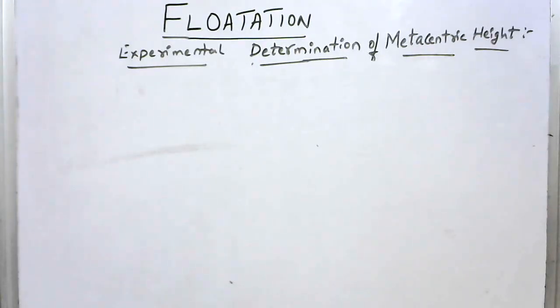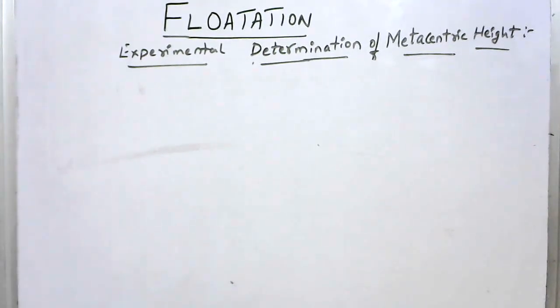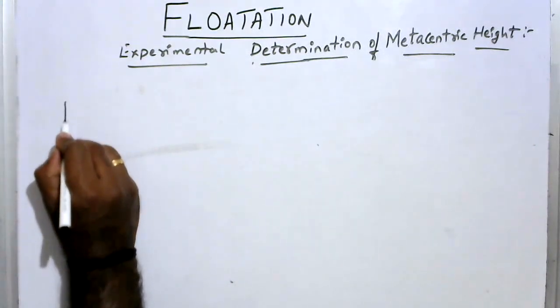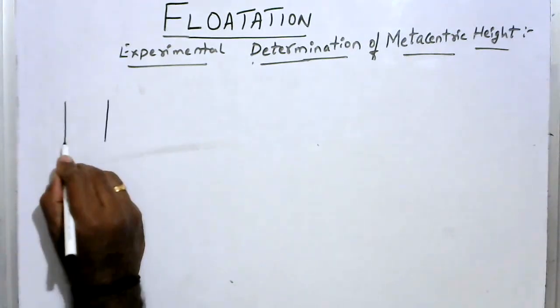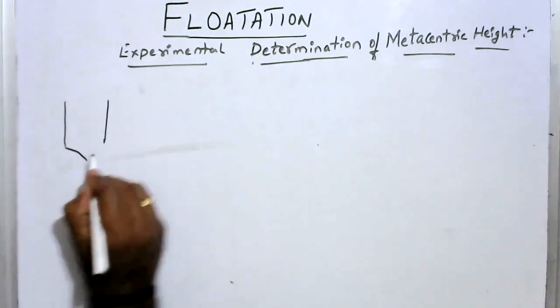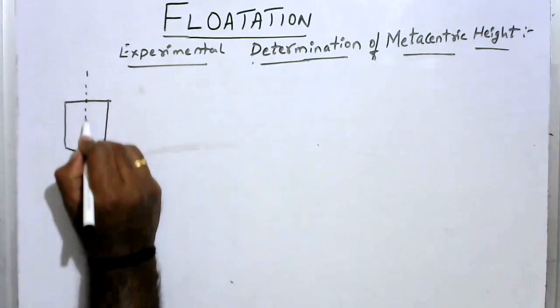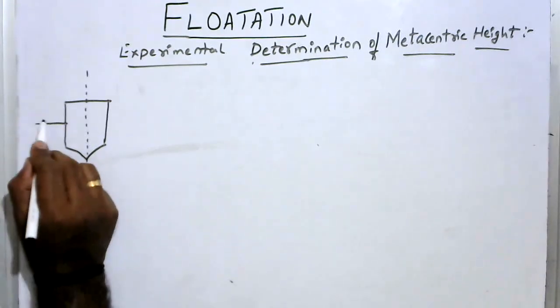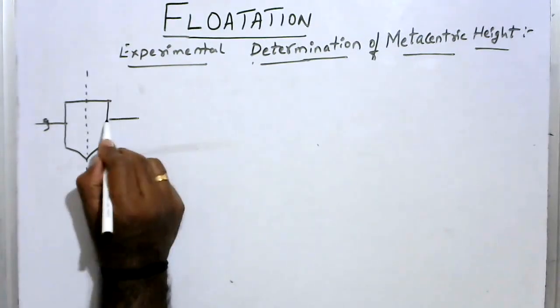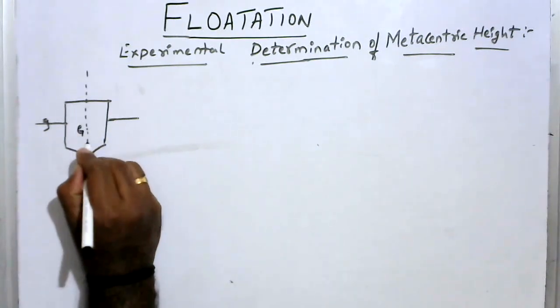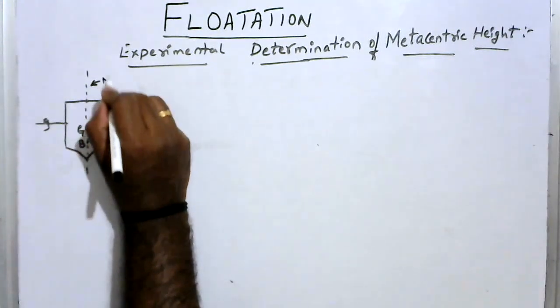Now we'll see how the metacentric height is determined experimentally. So, experimental determination of the metacentric height. You consider a floating body. This is the normal axis of that body, which is floating in the liquid like this. This is the center of gravity, and this is the center of buoyancy. Both are lying on the normal axis.